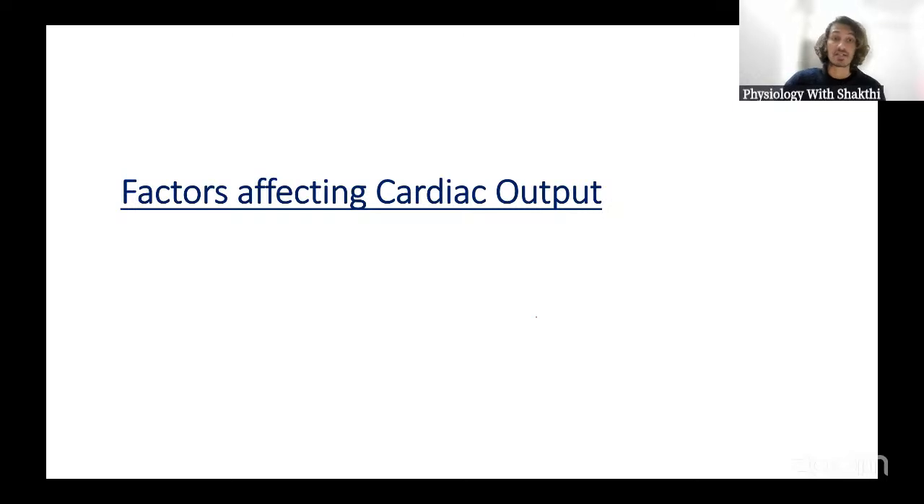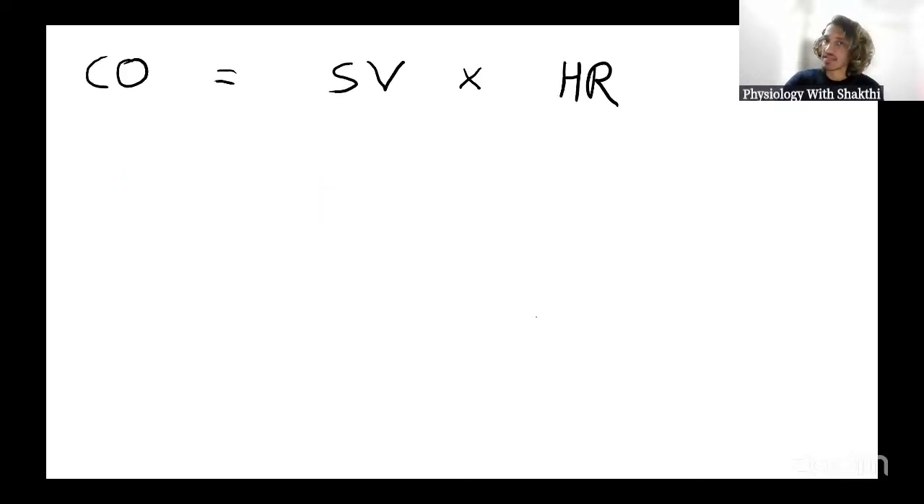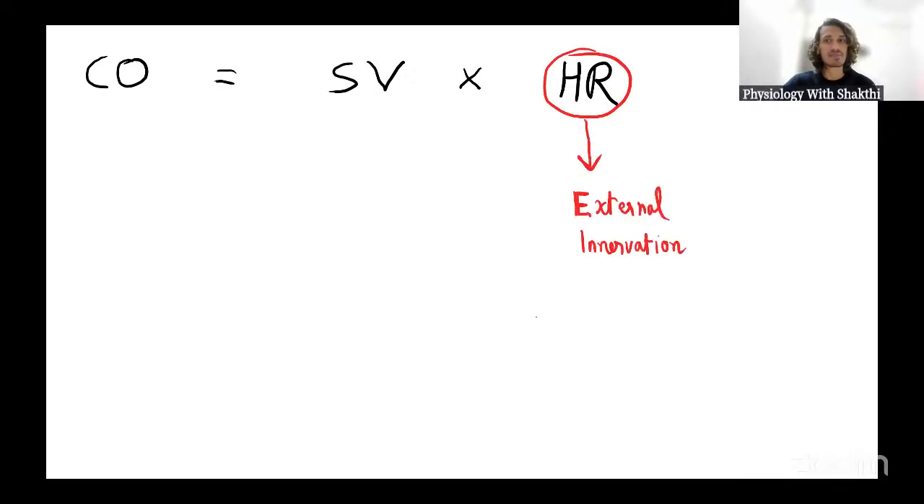Now, what are the factors affecting cardiac output? Again, the same formula. Okay, so we have heart rate and stroke volume. Heart rate is something that is controlled by your external innervation. Your autonomic nervous system is something that can control it. Okay, so that is part of our extrinsic regulation.